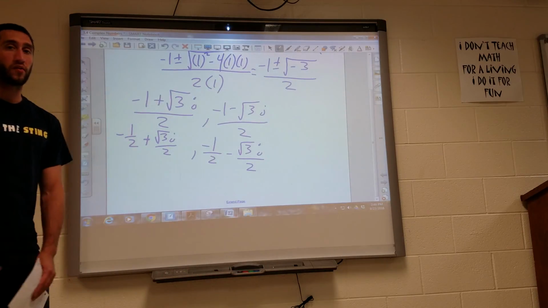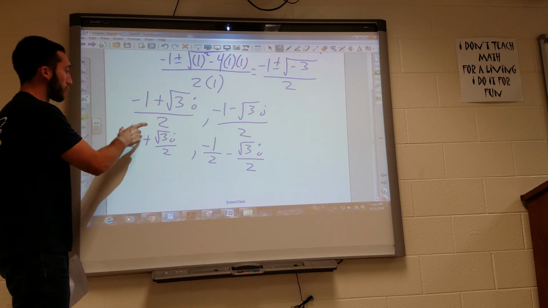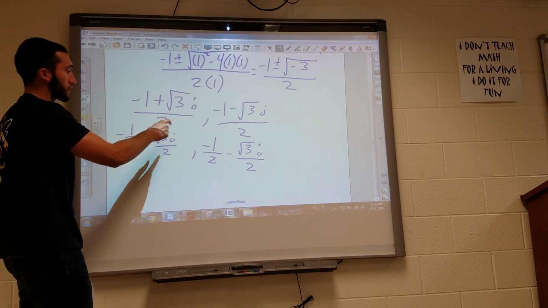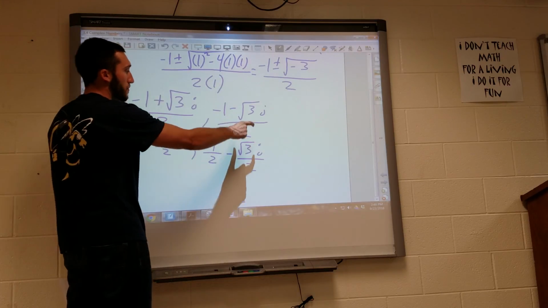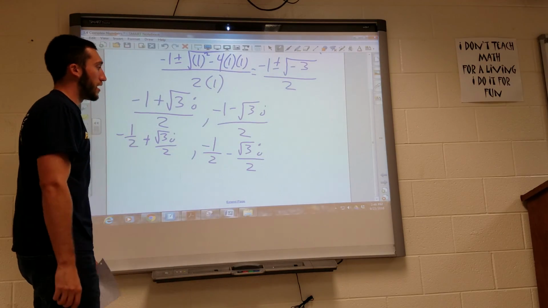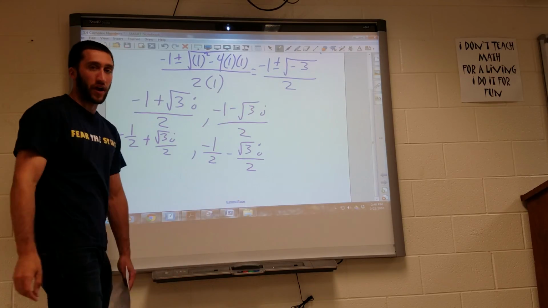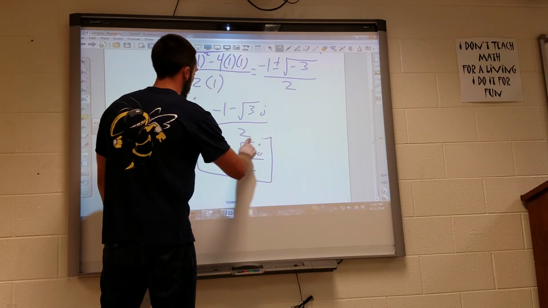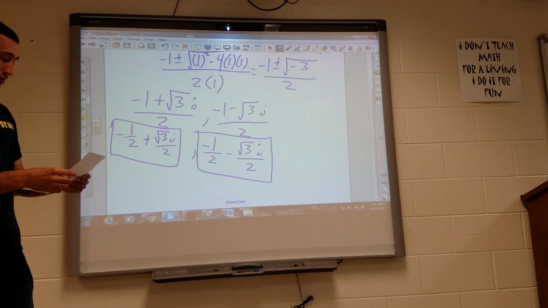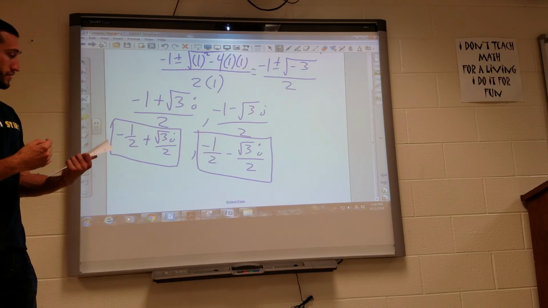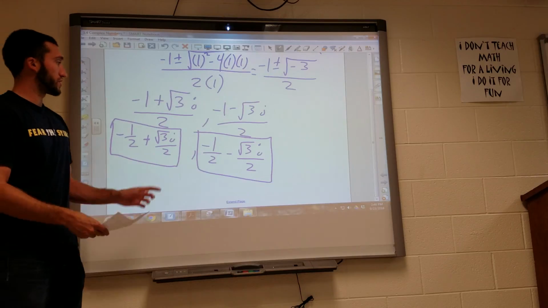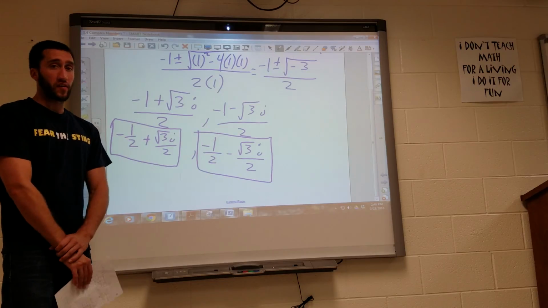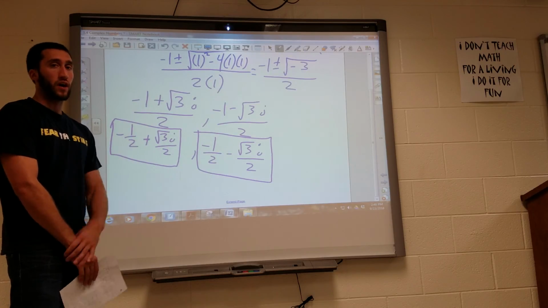So now it's in a plus bi form, specifically my real term, negative 1/2 in both of these. My imaginary term in the first one is a positive radical 3 over 2, and the imaginary term in my second one is a negative radical 3 over 2. So eventually we got down to finding these two roots of the quadratic. So the solutions to the quadratic are these two terms. So go ahead and try the examples that accompany this on the PowerPoint, and we'll talk about it in class tomorrow.